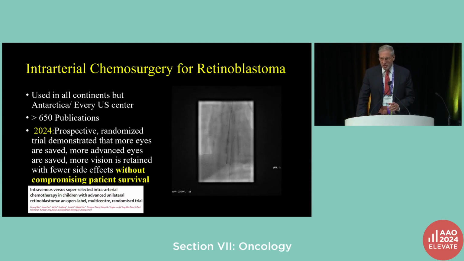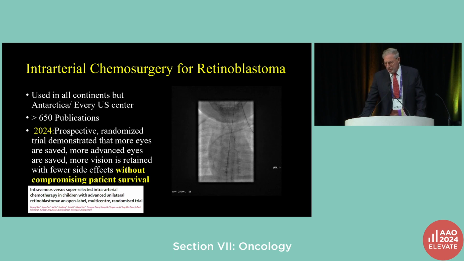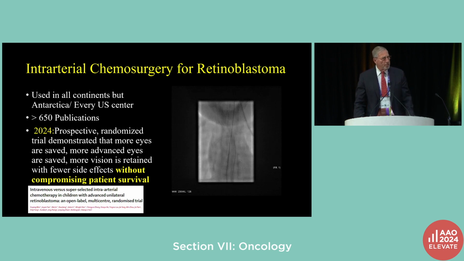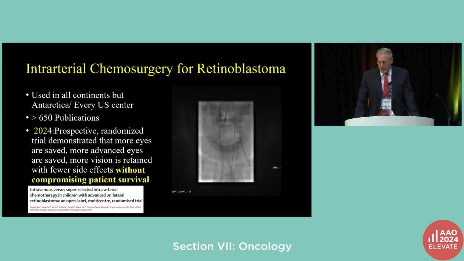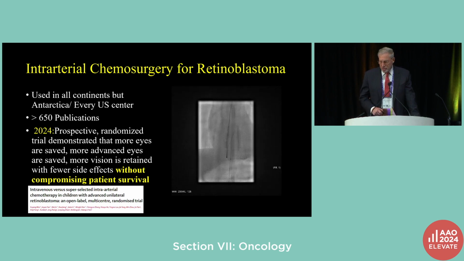Let's start talking about intraarterial chemotherapy for retinoblastoma. It's now used in all continents except Antarctica, in every United States center. More than 650 publications since our original one 18 years ago. And finally, in 2024, a prospective randomized trial was done comparing intraarterial chemotherapy to systemic chemotherapy. The intraarterial chemotherapy saved more eyes, saved more vision. It was faster and cheaper.